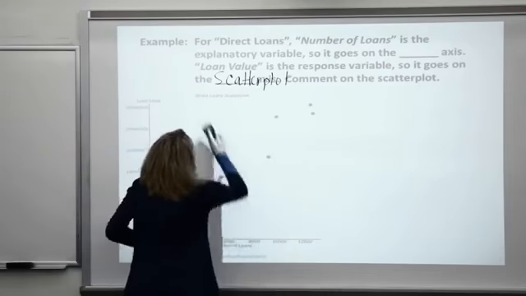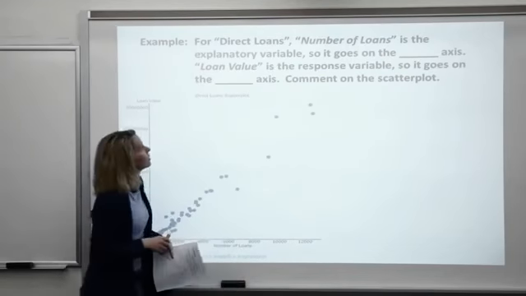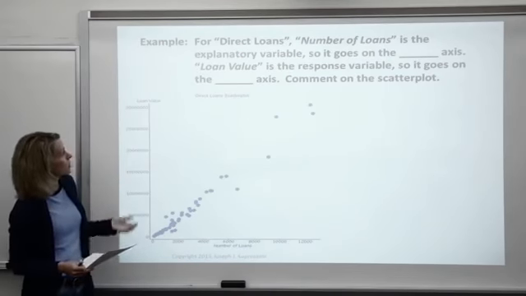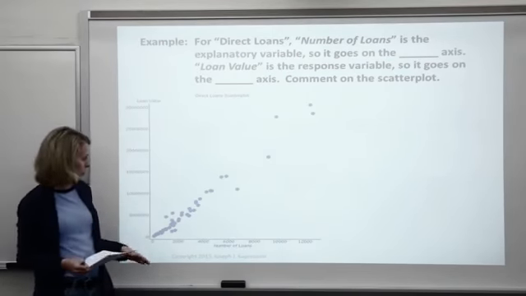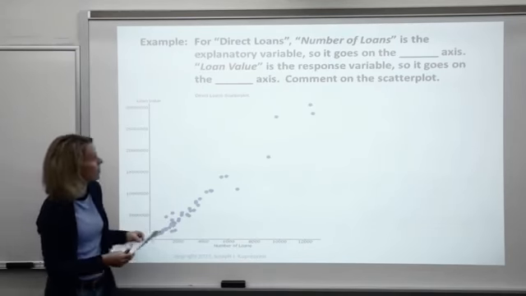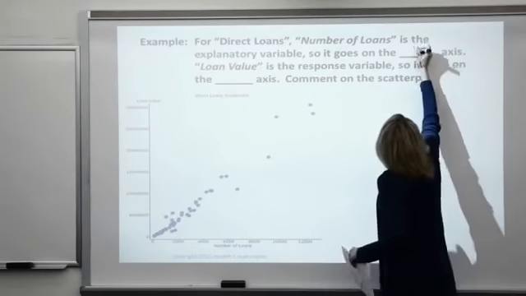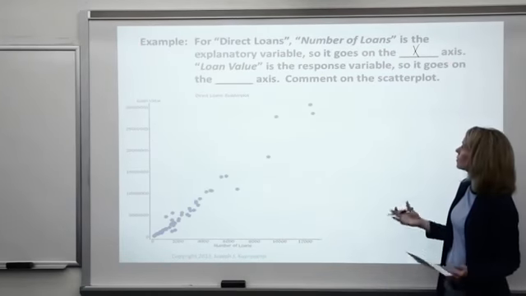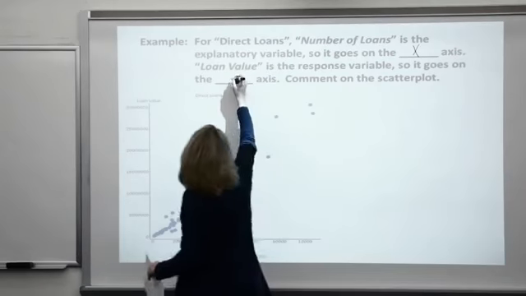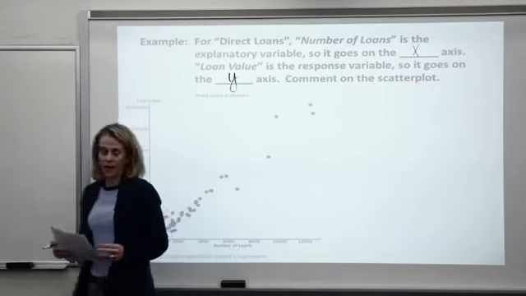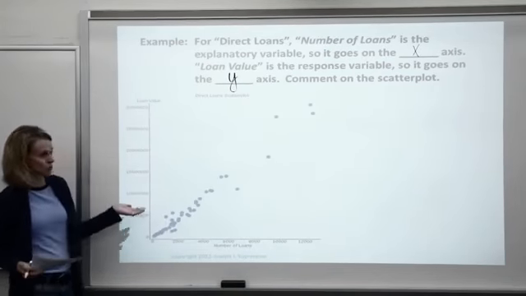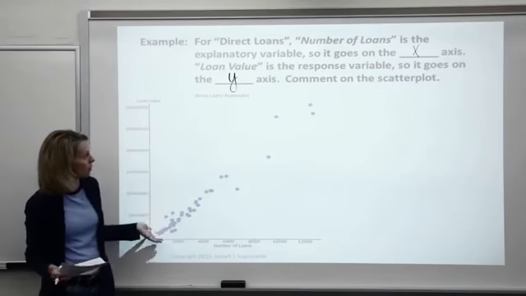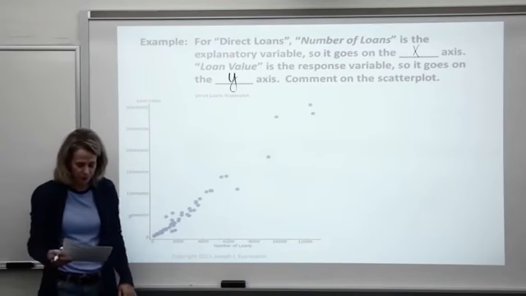All right. In video A, we looked at the direct loan problem. With the direct loan problem, the number of loans was the explanatory variable, so it goes on the x-axis. And the loan value was the variable of interest. That was the response variable, so it goes on the y-axis. This time we took those 62 schools and plotted each ordered pair of points on what's called a scatter plot.